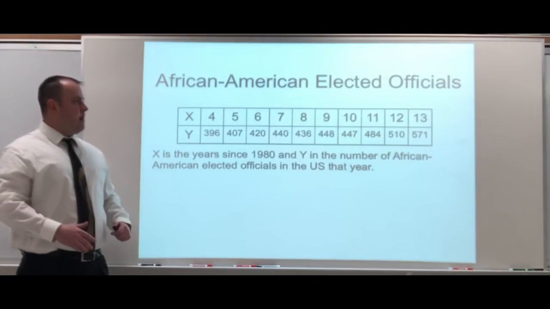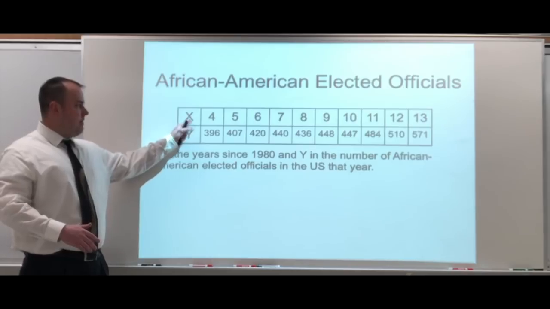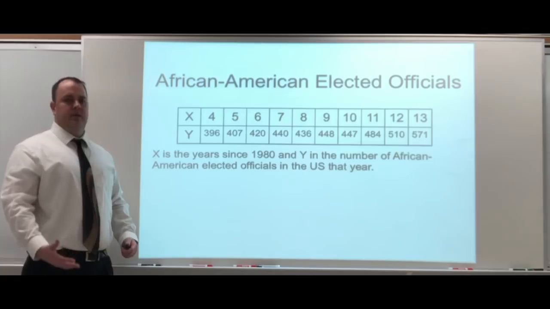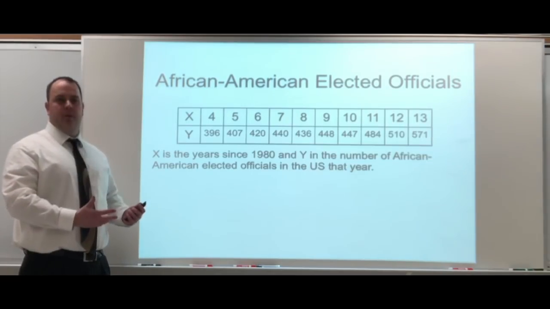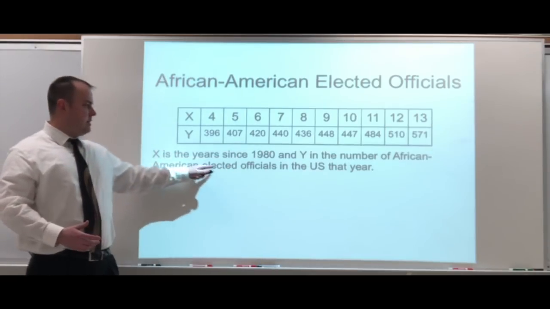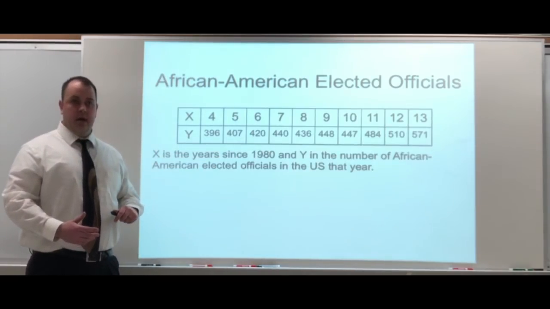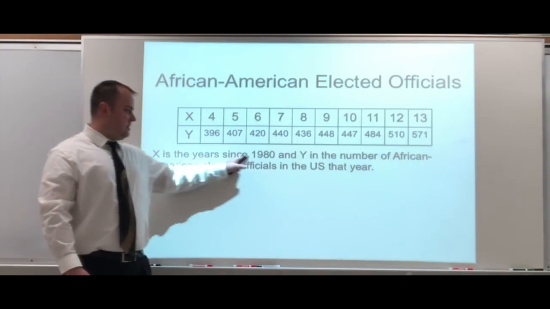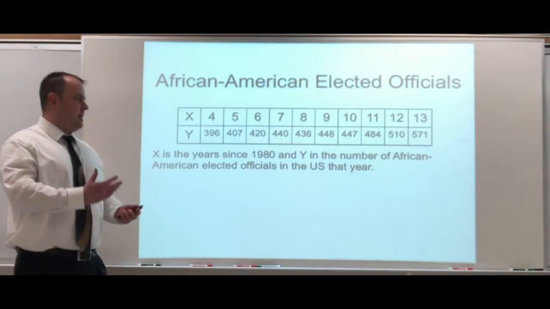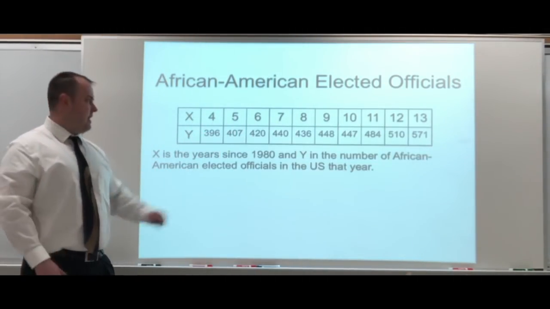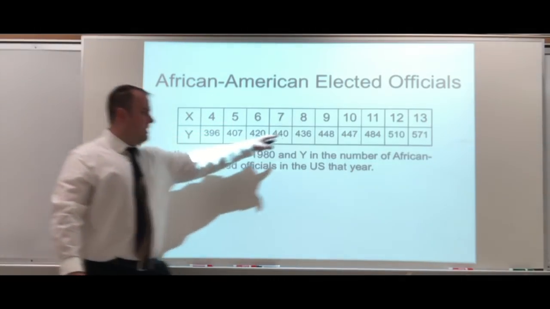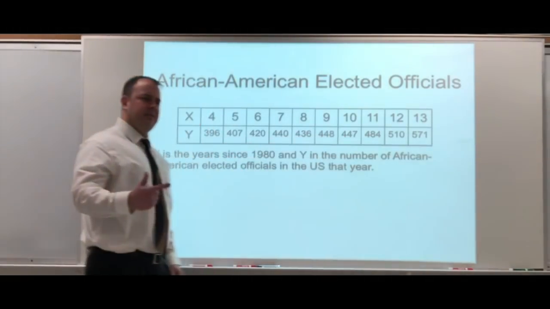Now, if I'm looking at this, African American elected officials, okay, we have our X variable, Y variable, and it's not going to tell you what those mean. Okay, it's very important you read these paragraphs explaining what the two variables represent. X is the year since 1980, Y is the number of African American elected officials in the U.S. that year. Okay, so think about what those mean. X is the year since 1980. Okay, so you can see X, 4, 5, 6. It's not saying 1986, 1987. It's saying 5 represents 1985, okay? 10 represents 1990. So you're going to have to think through those a little bit.